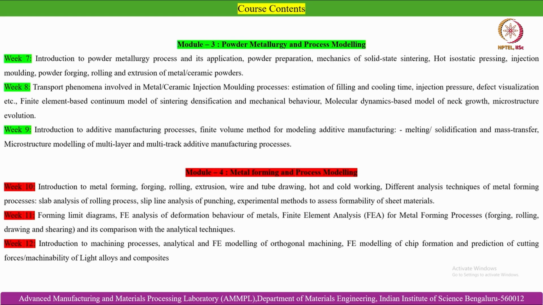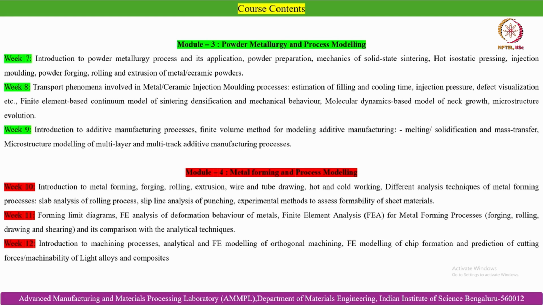Because appropriate control of the process conditions can result in better plastic flow of the metal, and which can result in sound structural integrity in the developed formed or forged parts. And then we will also discuss how to develop finite element models for different metal forming processes such as forging, rolling, drawing and shearing, and we will also compare the FE formulation with the analytical techniques.